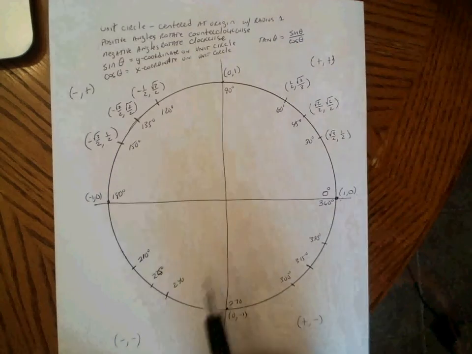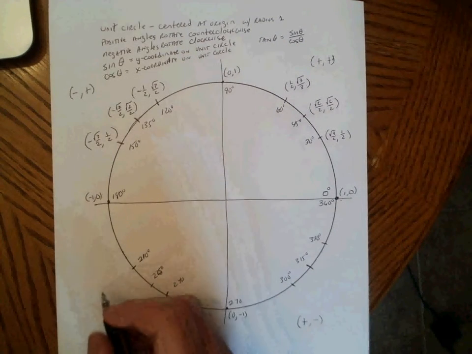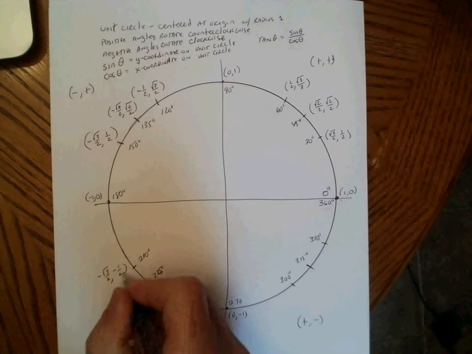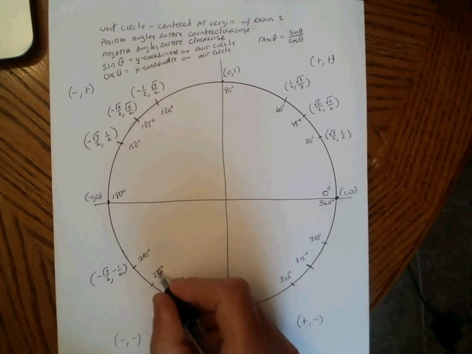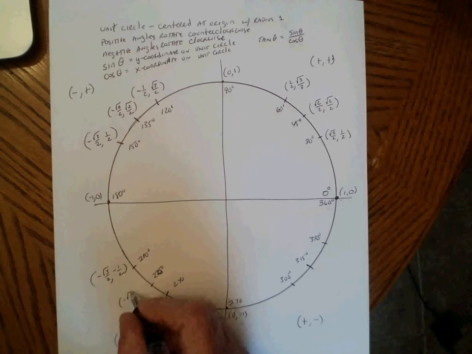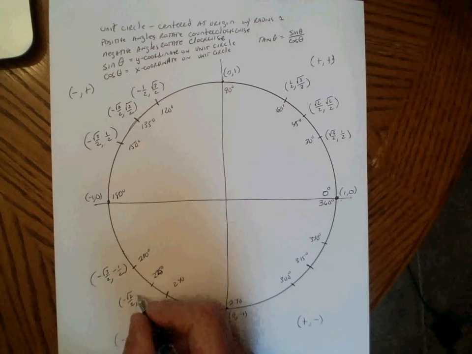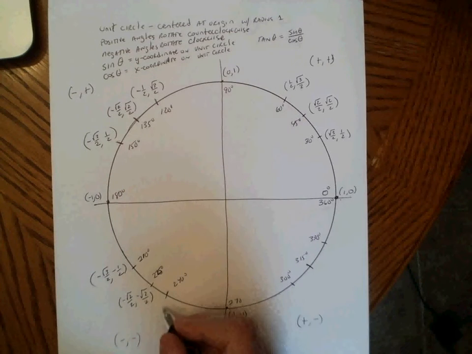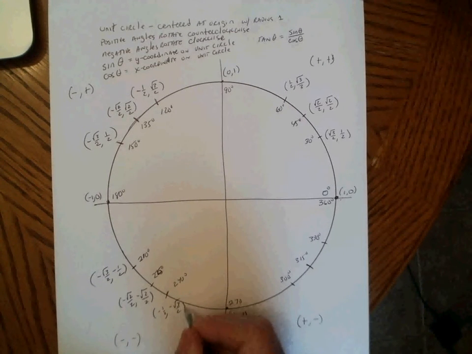Symmetry again lets us come down with these and just change the signs as we need to. So 210, negative square root of 3 over 2, negative 1/2. 225 has negative square root of 2 over 2, negative square root of 2 over 2. And 240 degrees has negative 1/2, negative square root of 3 over 2.